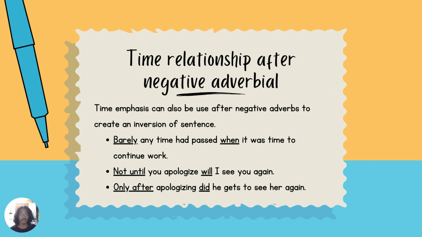So if we look at the second sentence, not until you apologize will I see you again. So that means she won't see him until the man apologized to her, something like that. Or only after apologizing did he get to see her again. So that's it. It's an inversion used in regards to time relationship after negative adverbials.